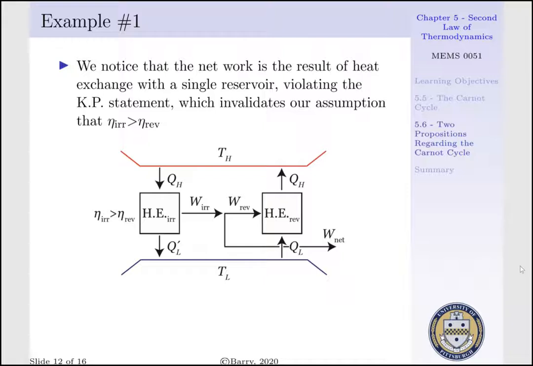This violates the Kelvin-Planck statement, which then invalidates our assumption that the efficiency of an irreversible heat engine is greater than the efficiency of a reversible heat engine. Thus, the first proposition is shown to be true.